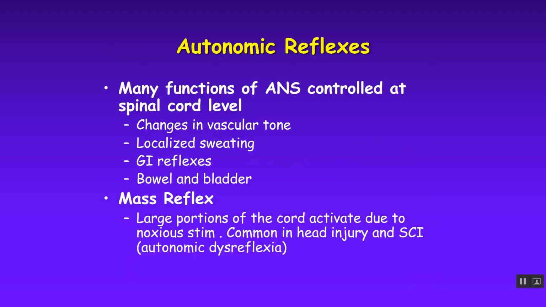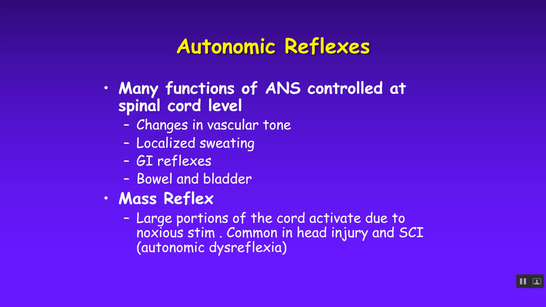We also have autonomic reflexes that we've talked about. Many functions of the autonomic nervous system are controlled at the spinal cord level. Basic changes in vascular tone: the sympathetic nervous system is most important for vascular tone. Remember, we normally keep a little bit of vascular tone that keeps your vessels slightly constricted, but then you can dilate them or further constrict them from there. So you can upregulate or downregulate. A lot of that happens directly at the spinal cord level, okay, without a lot of influence from higher centers.